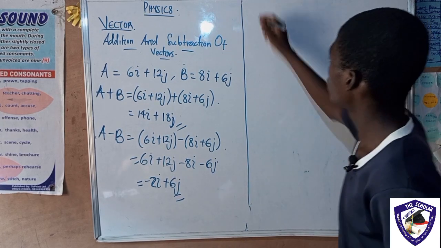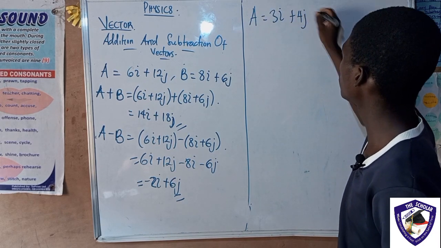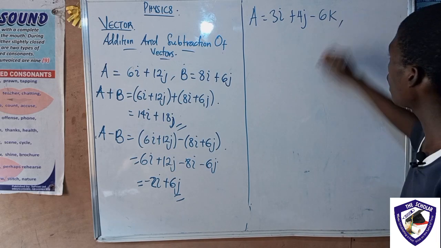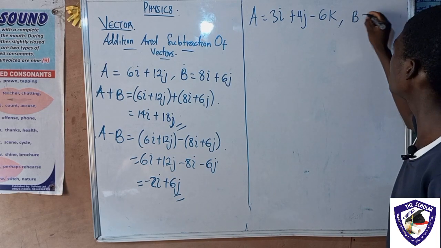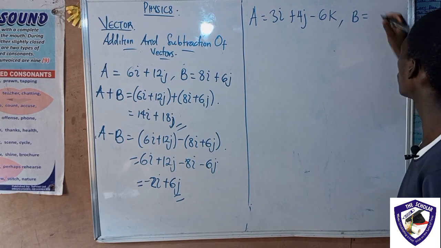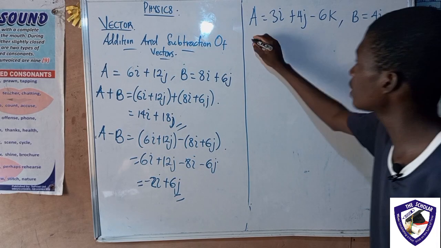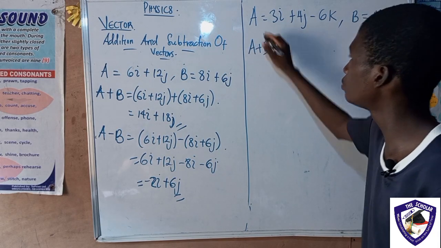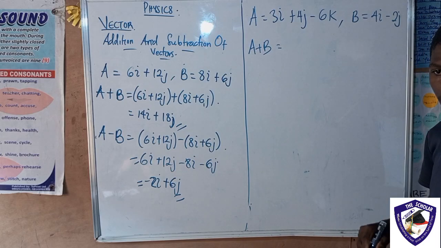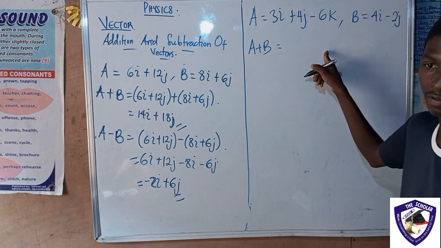3-dimensional vectors now. When I have vector A to be 3i plus 4j minus 6k, you can see it now. Then I now have another vector B, but this vector B is given as a 2-dimensional vector, maybe 4i minus 2j. Now the question says find A plus B. Everybody look at this. A plus B. How are we going to solve this? It's still the same way we solve this that we are going to solve this.